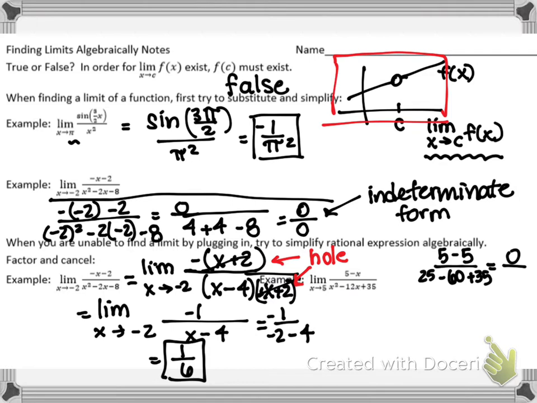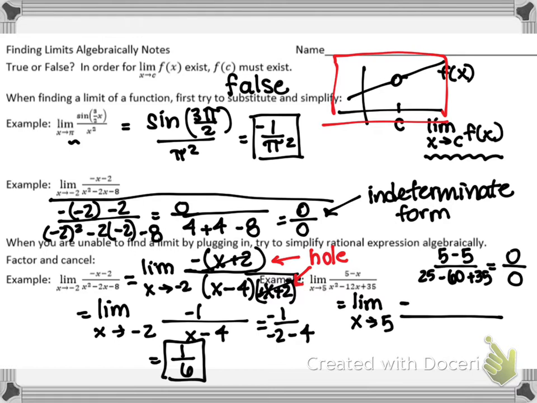So 25 minus 60 is negative 35, plus 35 is 0. So I do have an indeterminate form, but I try to make sure I do that work off to the side and not set the work equal to the limit. So you would not want to do an equal sign here and equate that limit to 0 over 0. But what we can do is say that this limit is equal to the limit as x approaches 5. And now I'm going to factor the numerator and denominator.